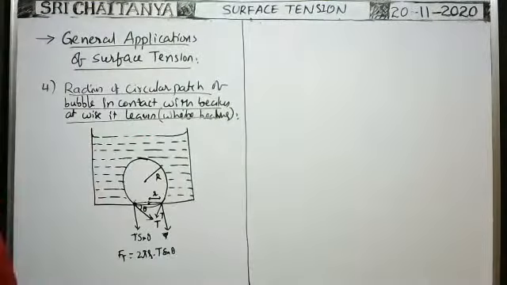So here the buoyant force acts on the bubble upwards, F_B. What is the buoyant force acting on the bubble? The buoyant force is the volume of the bubble, although this volume can be ignored compared with the other volume, into the density of the liquid, that is the mass, into g.